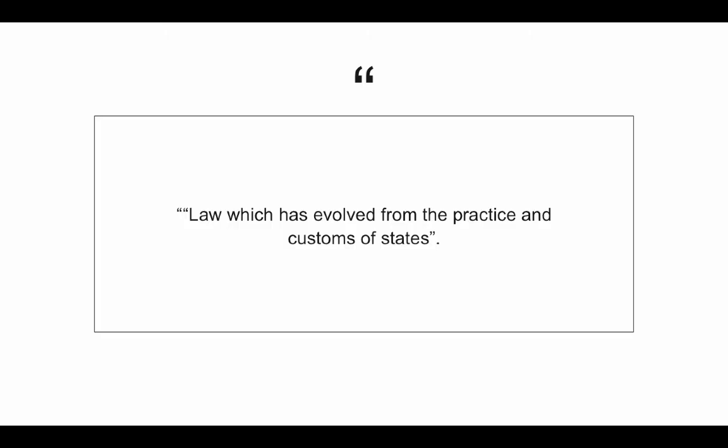International custom is an interesting one. So this is the second source of international law. It's also referred to as customary law, and it's the law which has evolved from the practice and custom of states. There are two components to customary international law. There's the objective part, which is the evidence of a consistent practice amongst the states. And then there's also a subjective part, which requires analysis of whether a state has acted in a certain way because they believed that they were bound by a legal obligation.